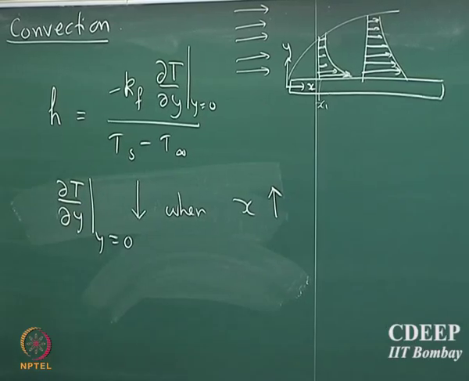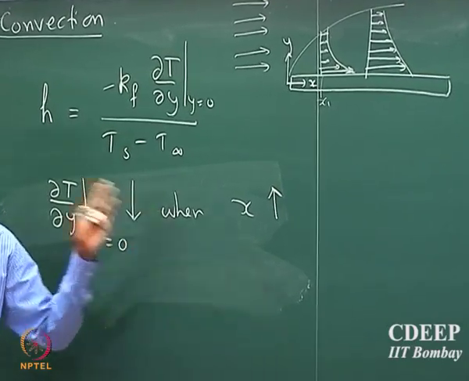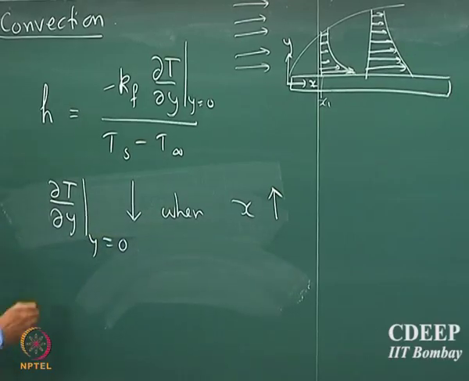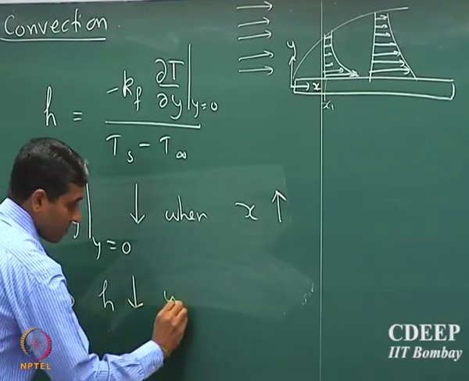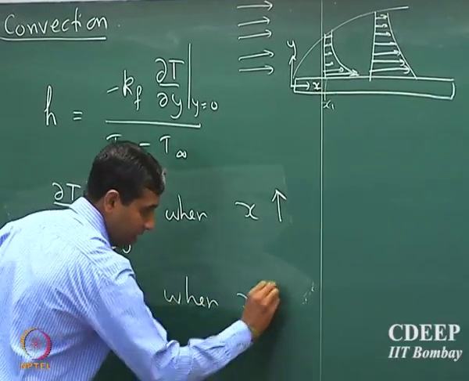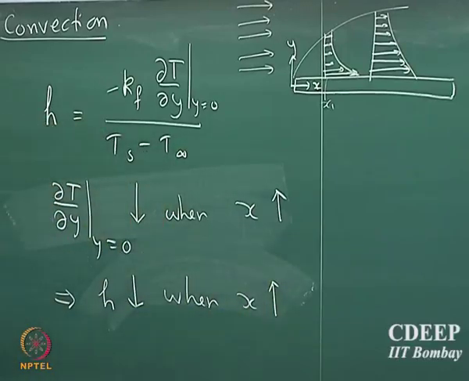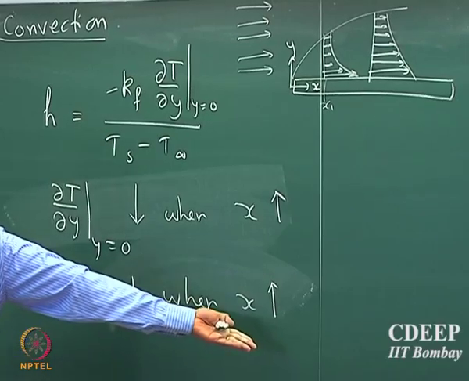So therefore you expect that the gradient would decrease as you go into the plate, and that simply means that the heat transport coefficient would actually decrease. This directly translates into the reduction in the heat transport coefficient. Note that this is the local heat transport coefficient. There is a reduction in the local heat transport coefficient as you go into the plate.